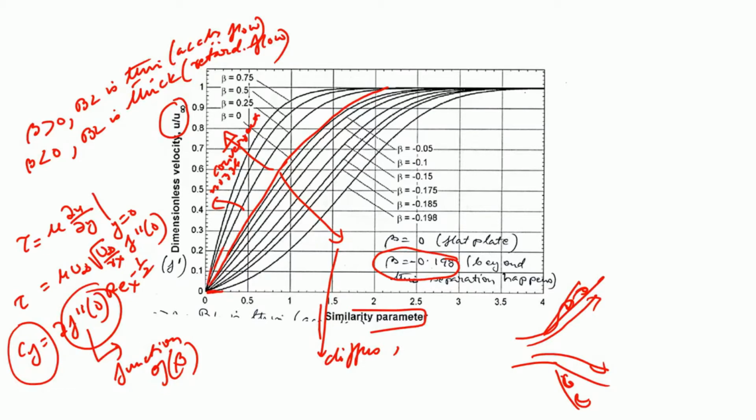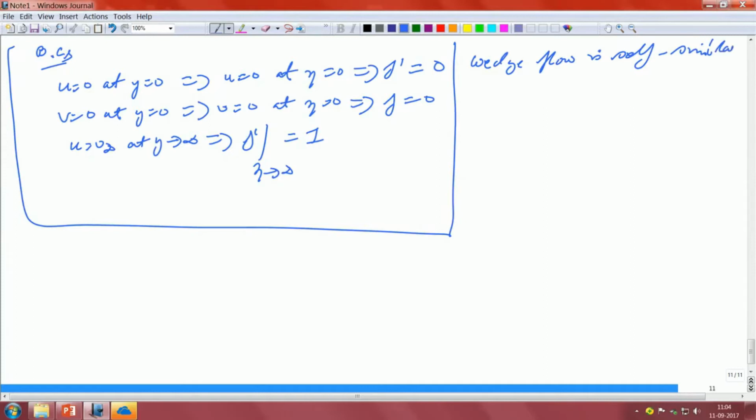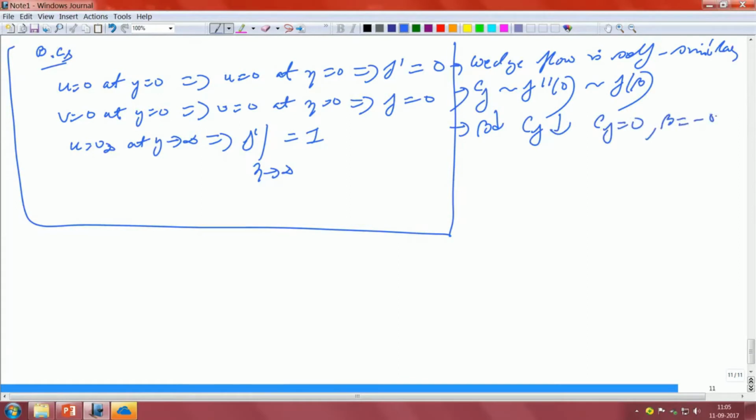Therefore, we can readily see the estimates that wedge flow is self similar, and Cf is given by f double prime 0, which is a function of beta that we saw. As beta comes down, Cf also comes down. Cf is equal to 0 when beta is equal to minus 0.198. Cf goes up when beta goes up.